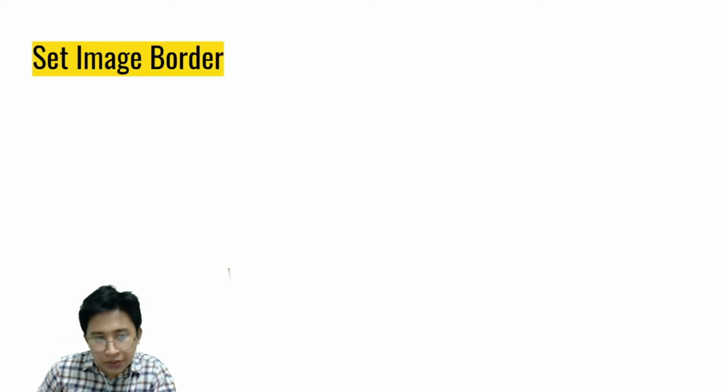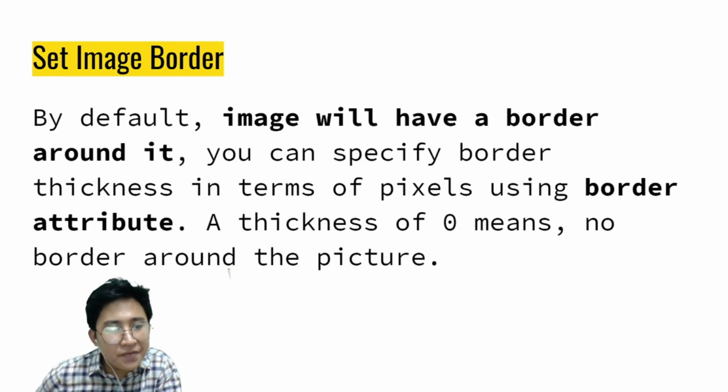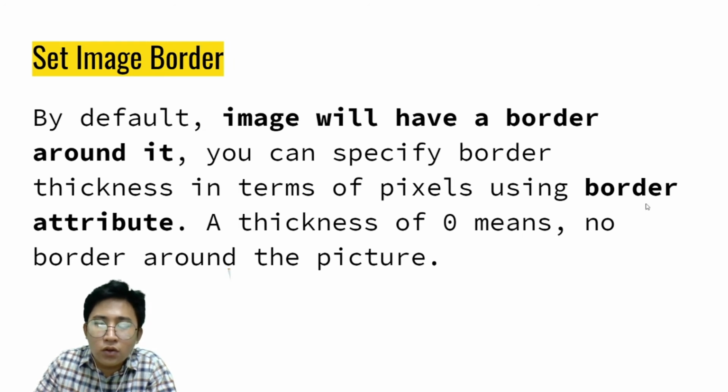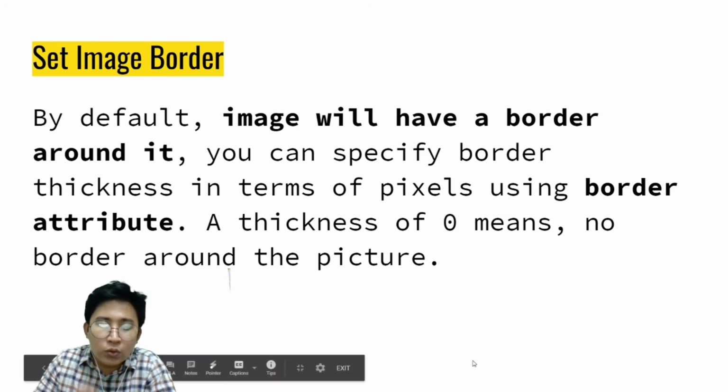So now class, I will show you how to set a border for your image. By default, an image has no border. The default value of the border of an image in HTML is 0, so you just have to use the border attribute if you want to change the border of your image. A thickness of 0 means no border.